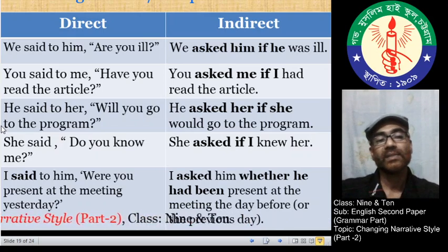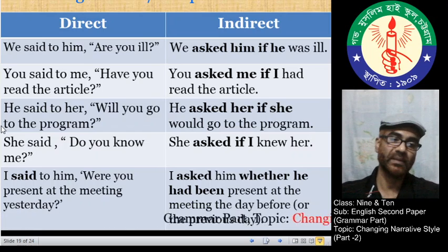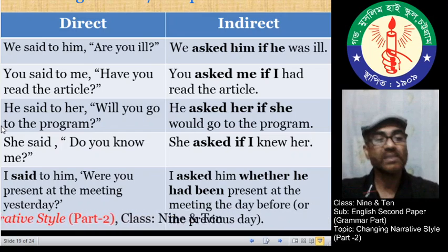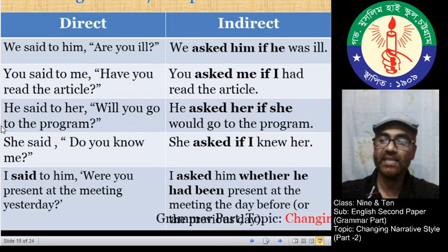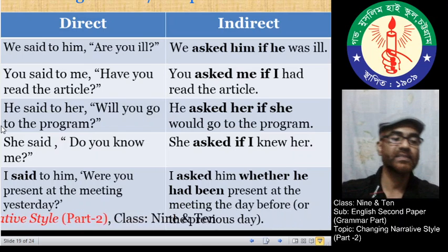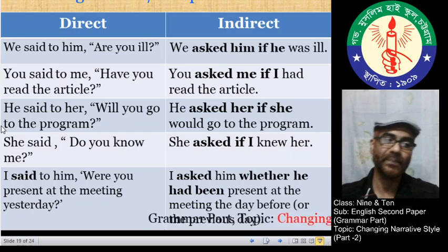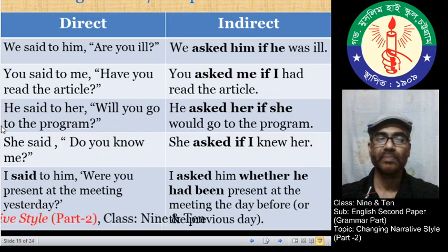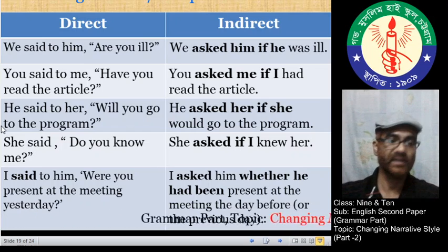Okay. Next one, he said to her, will you go to the program? He asked her if she would go to the program. Will here is changed to would. Next one, she said, do you know me? She asked if I knew her. Do you know becomes I knew. Now me is changed to her. All these things you will find in changing narrative style part 1. So if you missed that video, you're requested to watch that video first.